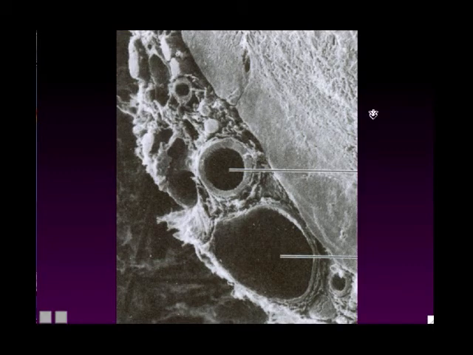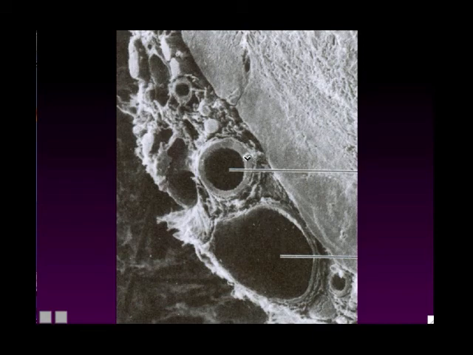Here's a photograph. Here's a blood vessel. Do you think this one down here is an artery or a vein? Vein is correct. Why? The lumen is bigger, right? And look at the wall of the vein. It's a lot thinner, whereas the artery has a smaller lumen and a thicker wall.